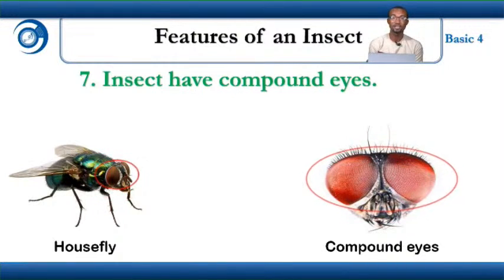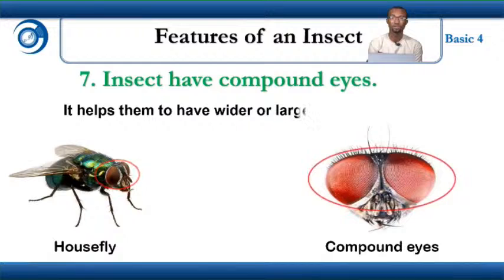So if there's a table ahead of us and I'm looking at that table and an insect too is looking at that table, the insect will see the object bigger than I see, but I will see that table clearer than what the insect can see. So this compound eye helps them to have a wider or larger view of objects.